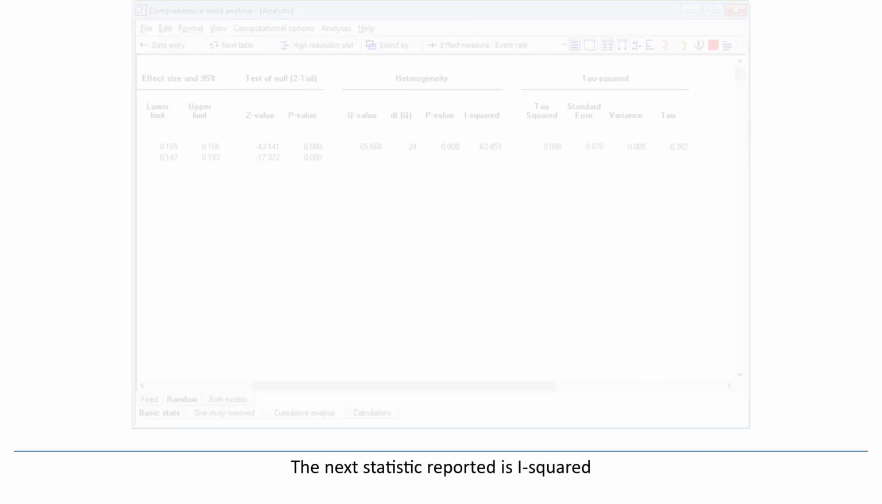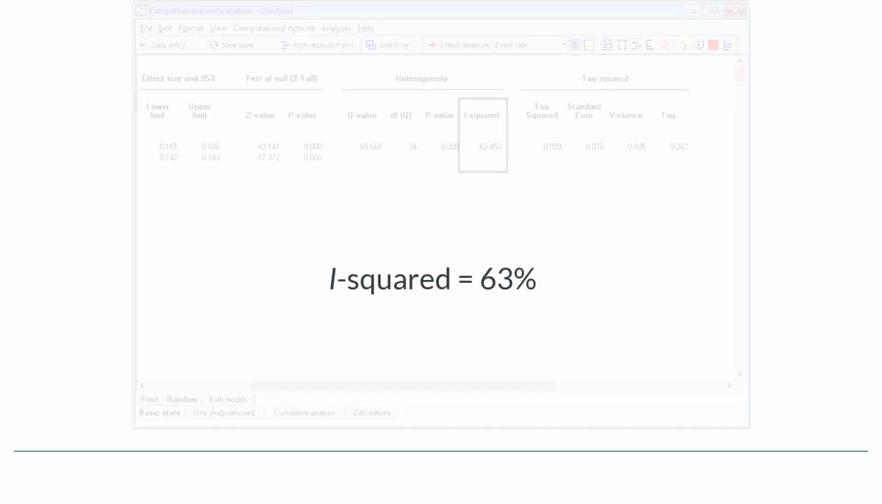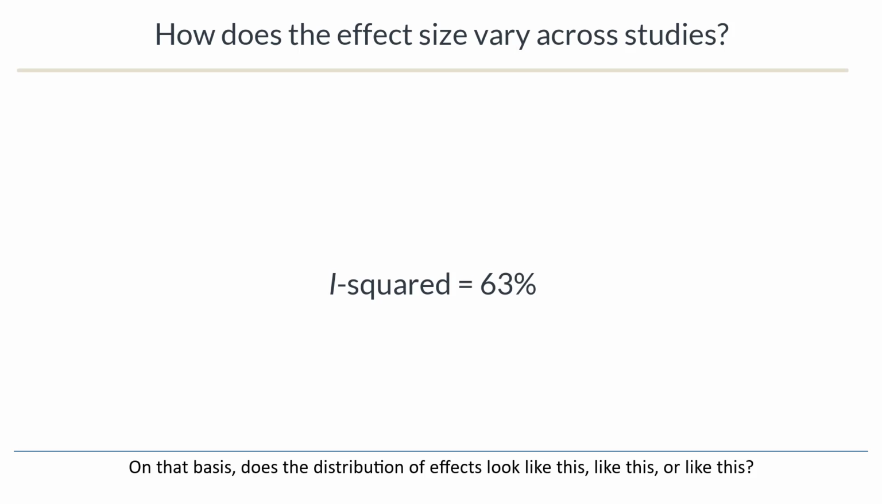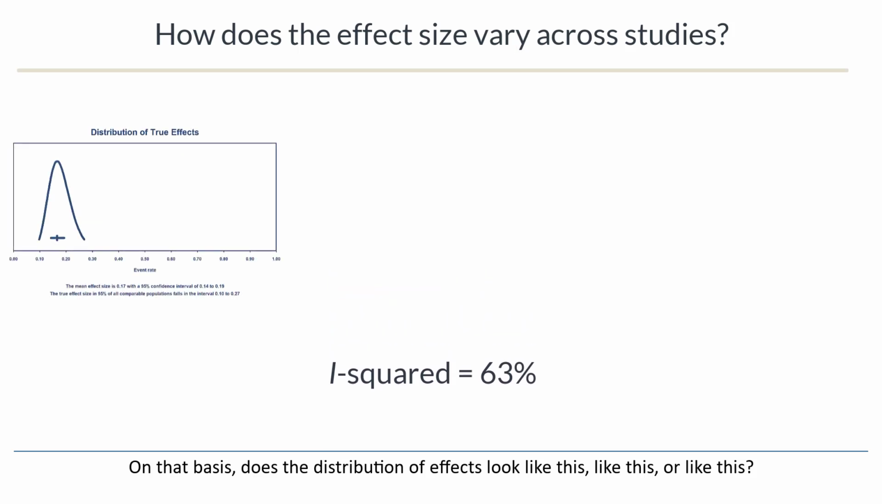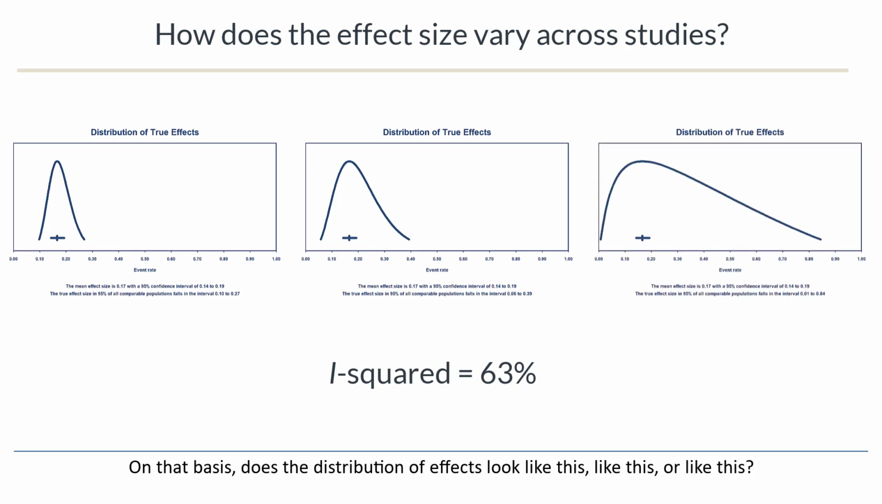The next statistic reported is I-squared, and in this case, I-squared is 63%. On that basis, does the distribution of effects look like this, like this or like this? Again, the answer is there is no way to know. It could be any of these.